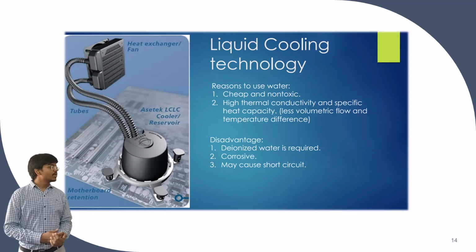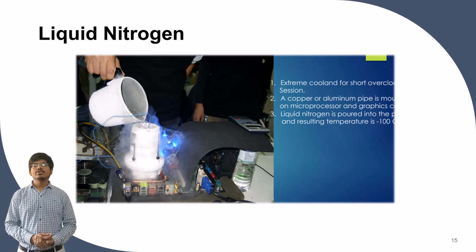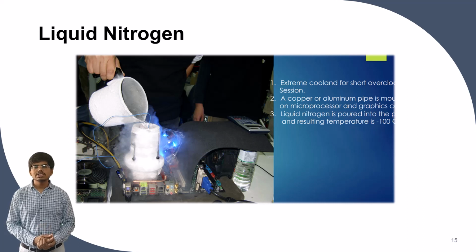Now coming on to the very powerful cooling solution, which is liquid nitrogen, with the help of which CPUs can be operated at much higher frequencies, even up to 7 GHz. Liquid nitrogen is an extreme coolant for short overclocking sessions. A copper or aluminum pipe is mounted on a CPU or GPU, then liquid nitrogen is poured into the pipe and high performance can be achieved.